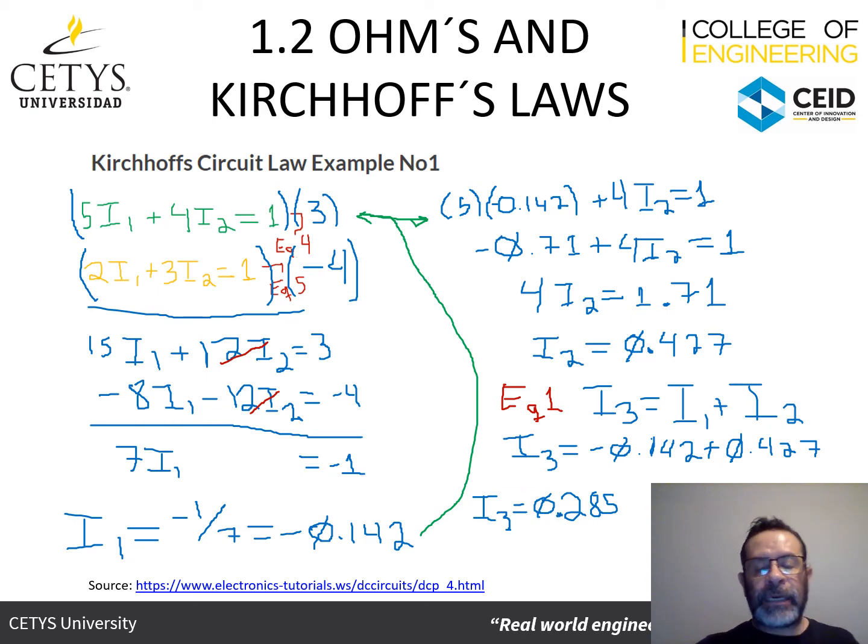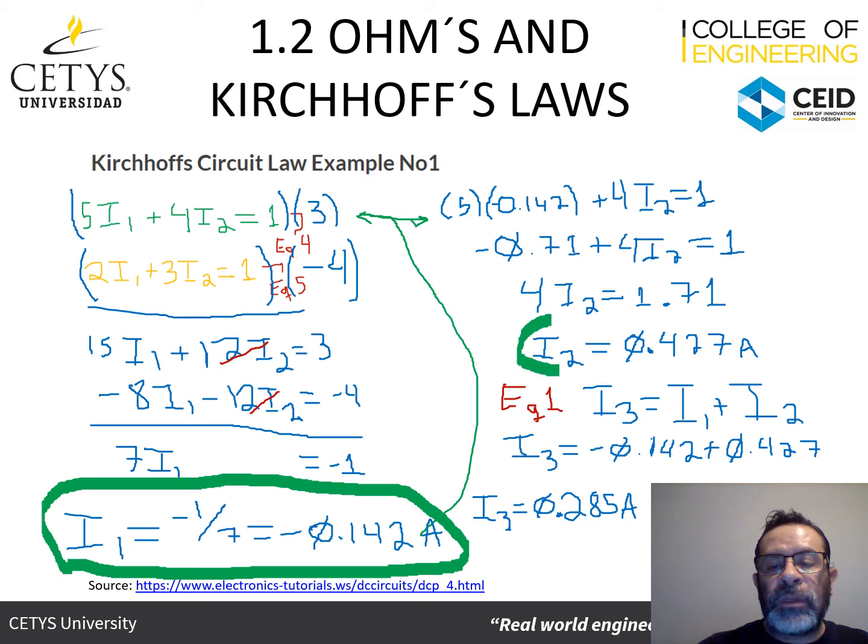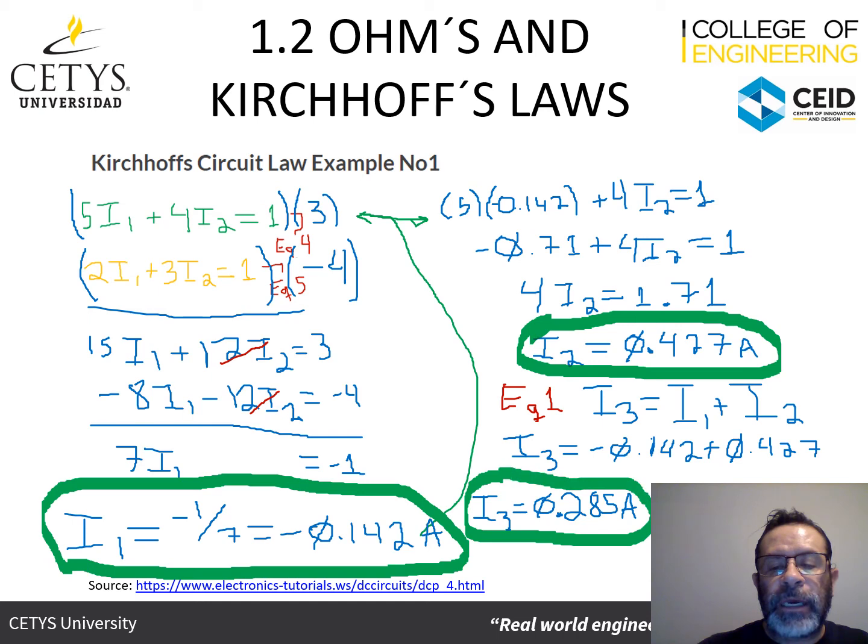Okay, and let us not forget that these are amps. That's the unit that we've got there. And these would be the 3 values that we have been looking for. I1 equals minus 0.142 amps. It is I2 that equals 0.427 amps. And it's I3 that equals 0.285 amps. These were the 3 values that we were looking for.